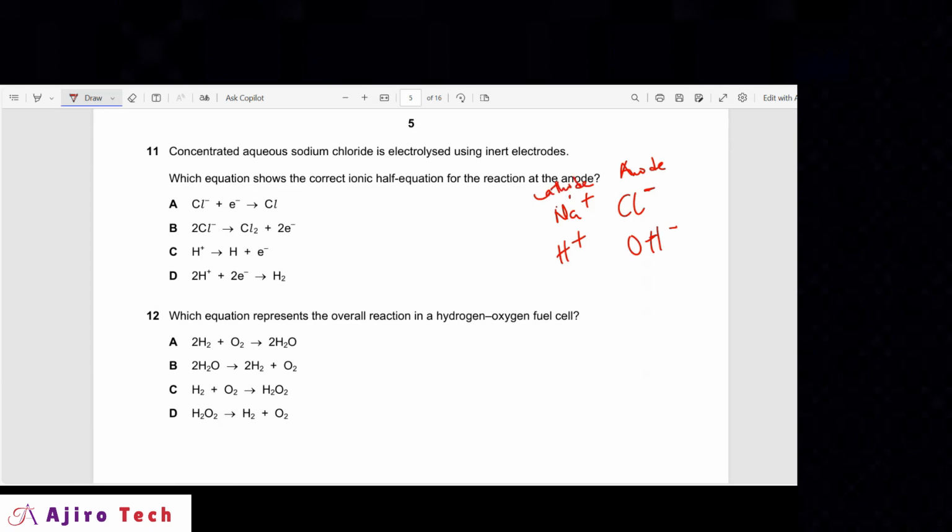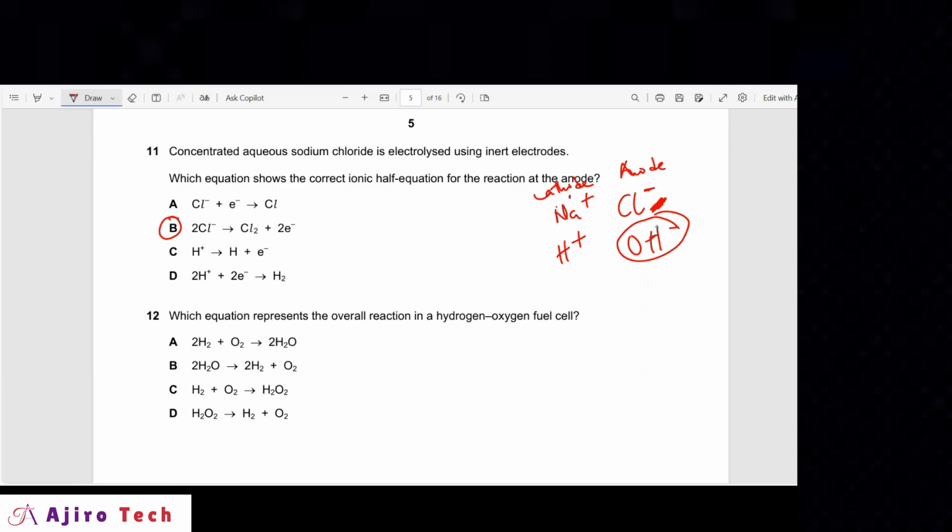Since it's concentrated aqueous, we have more chloride ions present. The concentration of this is more, so this is simply going to lose electrons at the anode, so it's B. For it to be the other one, it has to be dilute aqueous. Since it's not dilute aqueous but concentrated aqueous, it has to be chloride ion.